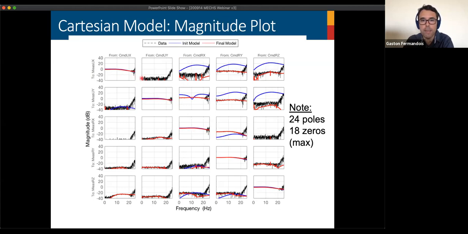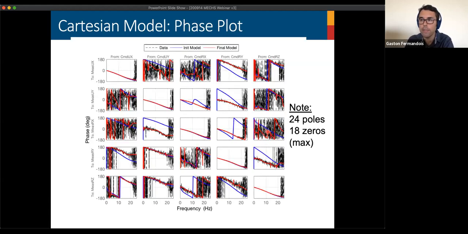So you can see that our initial models in blue are quite good in the diagonal terms. The off-diagonal terms are not that good, but after the optimization procedure, we get reasonable results for the off-diagonal terms as well. This is also true for the phase plots for this model.